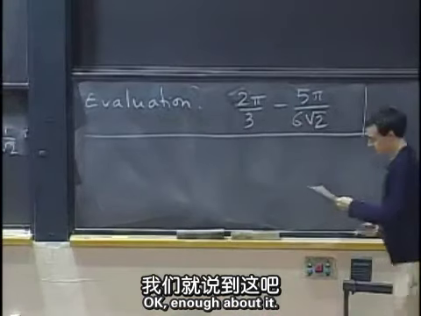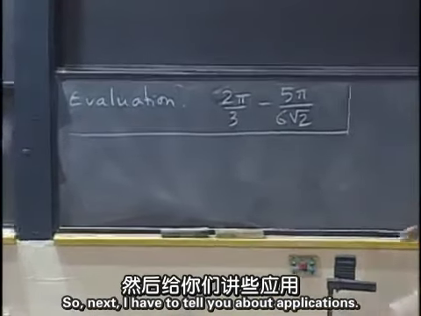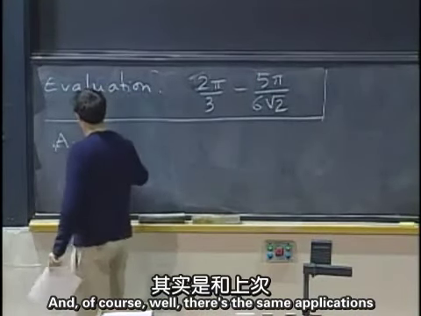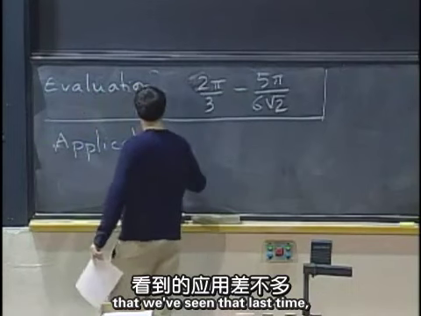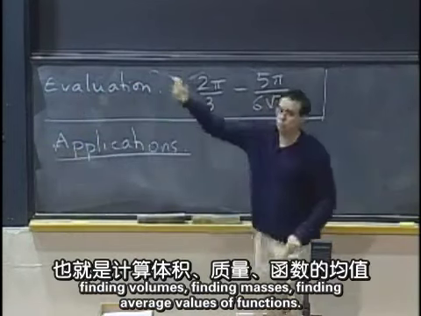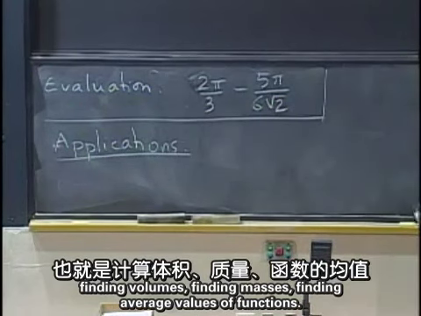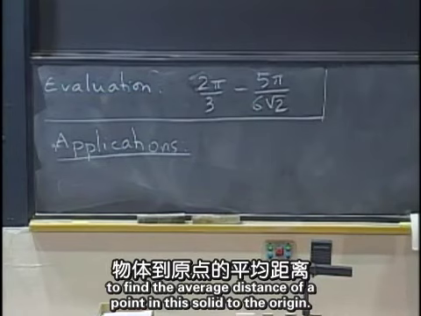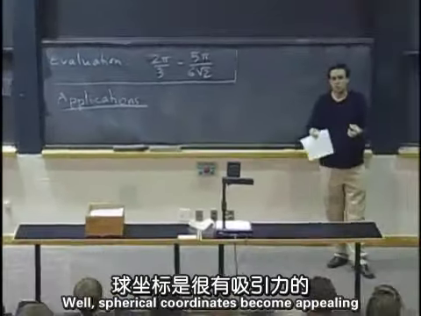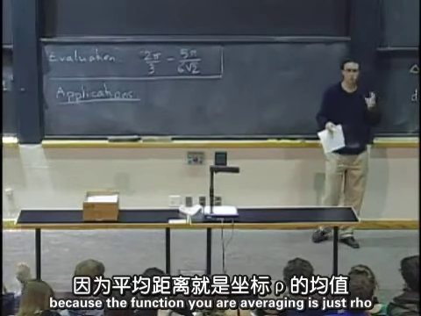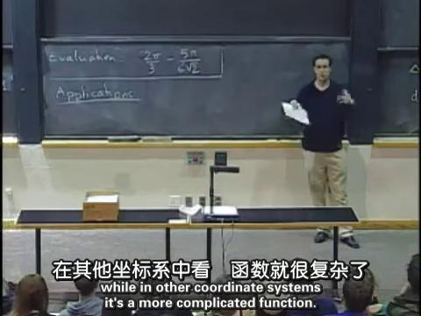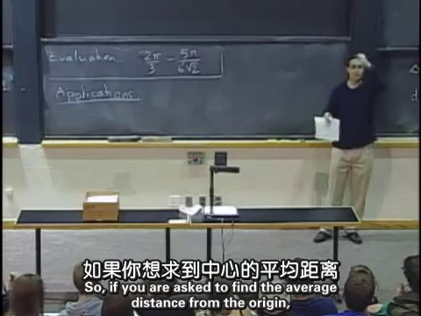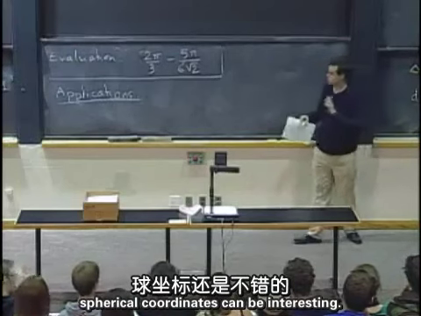Okay, enough about it. So next I have to tell you about applications, and of course, there's the same applications that we've seen last time: finding volumes, finding masses, finding average values of functions. In particular now, if it says, find the average distance of a point in this solid to the origin, well, spherical coordinates become appealing because the function you're averaging is just rho, while in other coordinate systems, it's a more complicated function. So, if you're asked to find the average distance from the origin, spherical coordinates can be interesting.